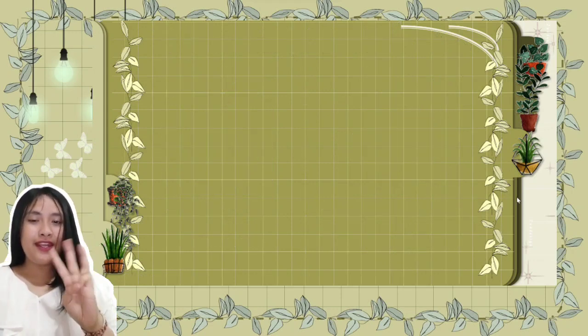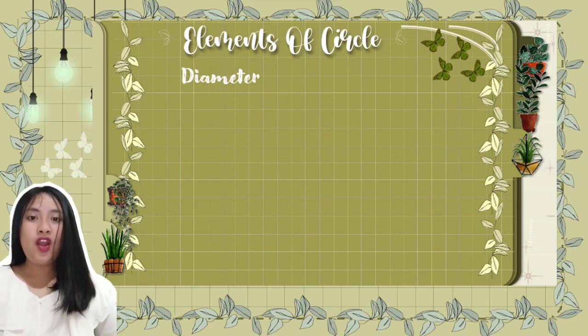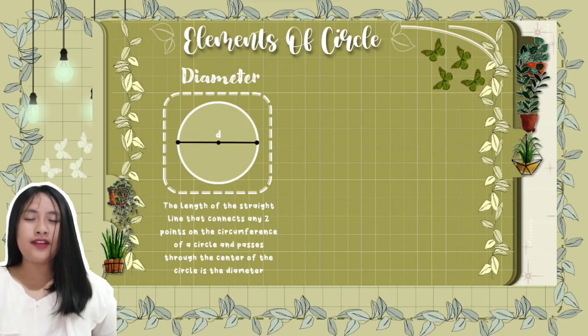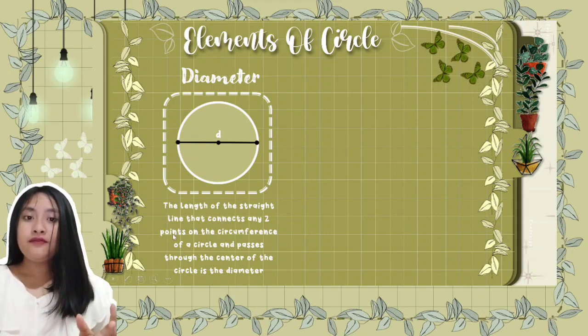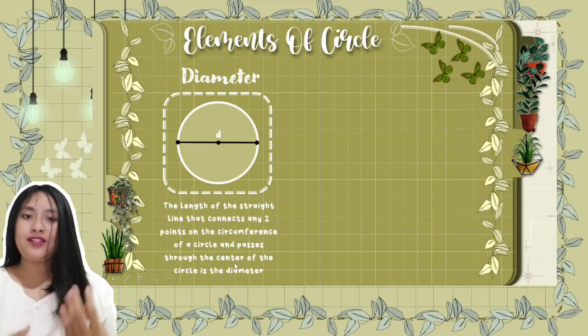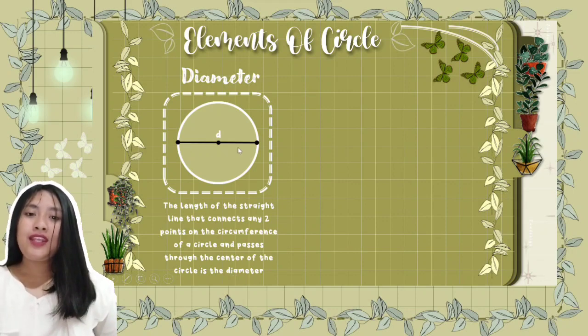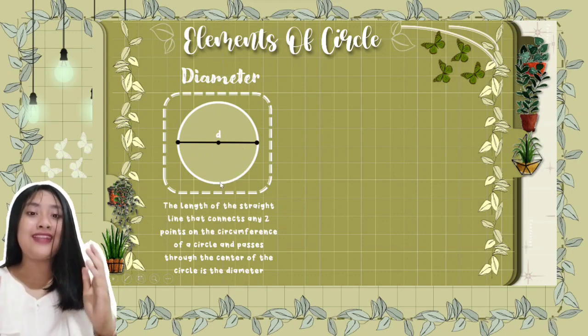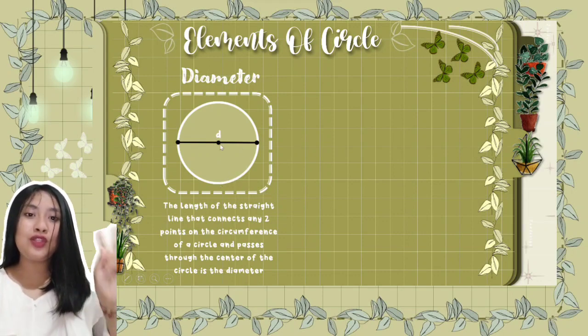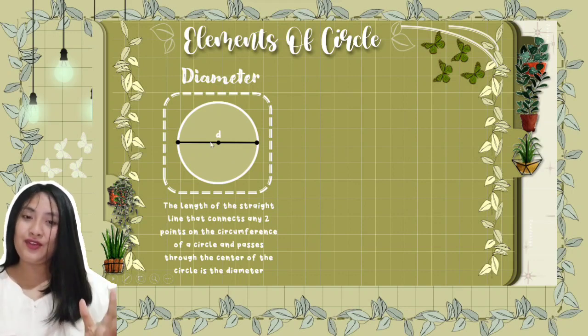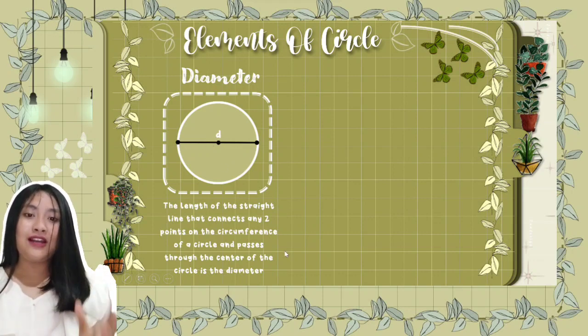Element number 3 is diameter, the length of the straight line that connects any 2 points on the circumference of a circle and passes through the center of the circle. It can be said that the diameter of the circle is twice the value of the radius. In mathematical formulas, diameter is often symbolized by the letter D.